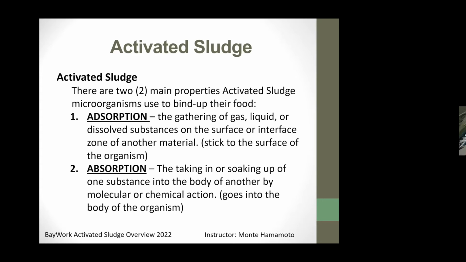The other is absorption. And that's taking it in. You're actually absorbing it in through the cell wall into the bacteria itself. So adsorption, sticking to the outside, and it's able to assimilate it through. And then the other is absorption, where you're actually taking it right through the cell wall, right in, and then the bacteria or the microorganisms deal with it that way. So that's two physical properties that bacteria use to get their food into their body to where they can assimilate it.